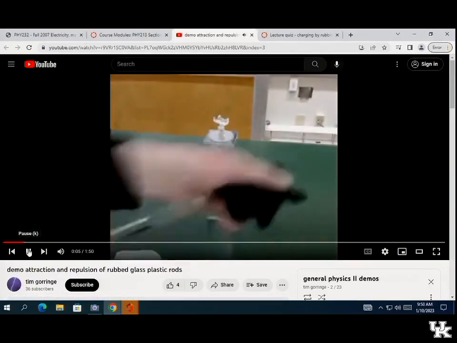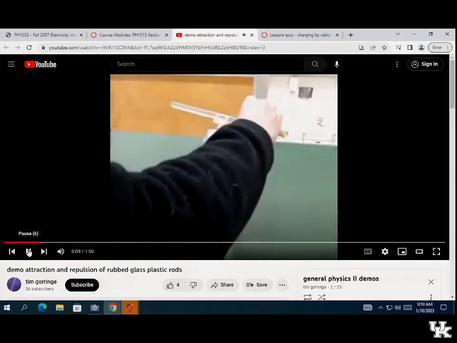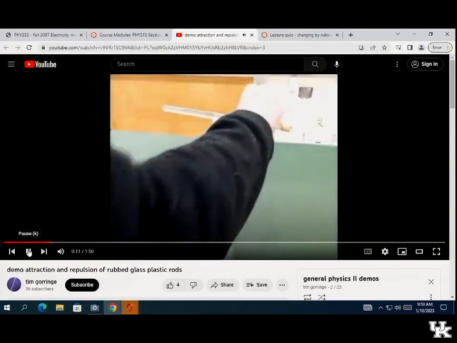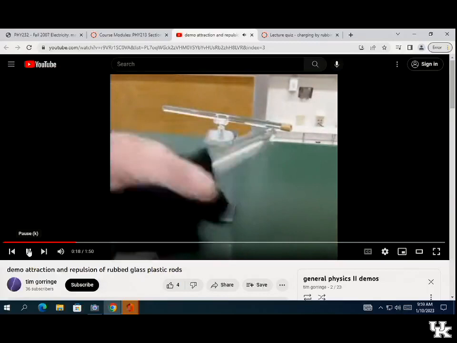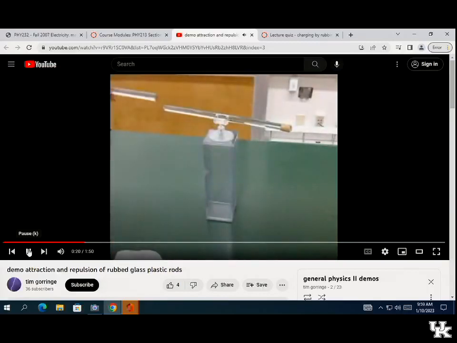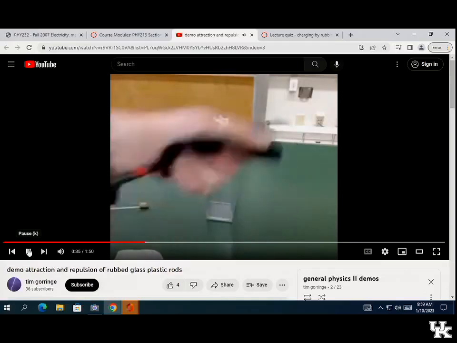So here's a glass rod rubbed with cat's fur. And I put it on this little turntable, so it's really easy to move, and it'll be really easy to see attraction or repulsion. Then I bring this guy up next to it. Look, I'm not touching it, honest. And it just runs away from the other glass rod. When you think about that, that's remarkable. I just rubbed them with cat's fur, and they repelled one another.